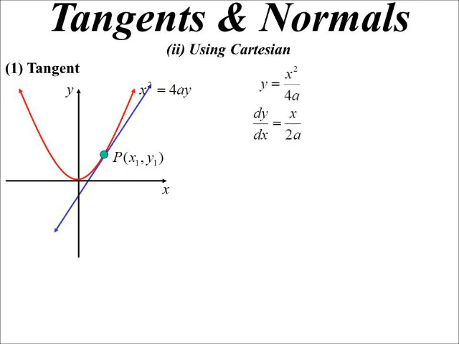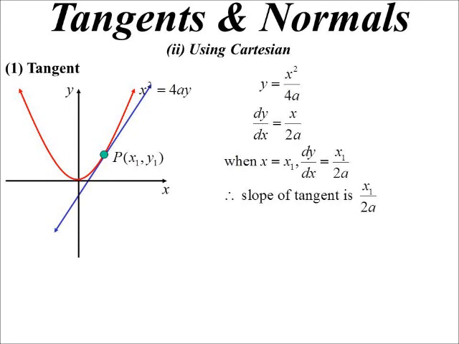So we've still got to do the same process. I'm still going to have to differentiate and sub in the x value to find the slope. So it'll be x1 on 2a. So I know the slope of the tangent. Sub it into the point slope formula and rearrange.